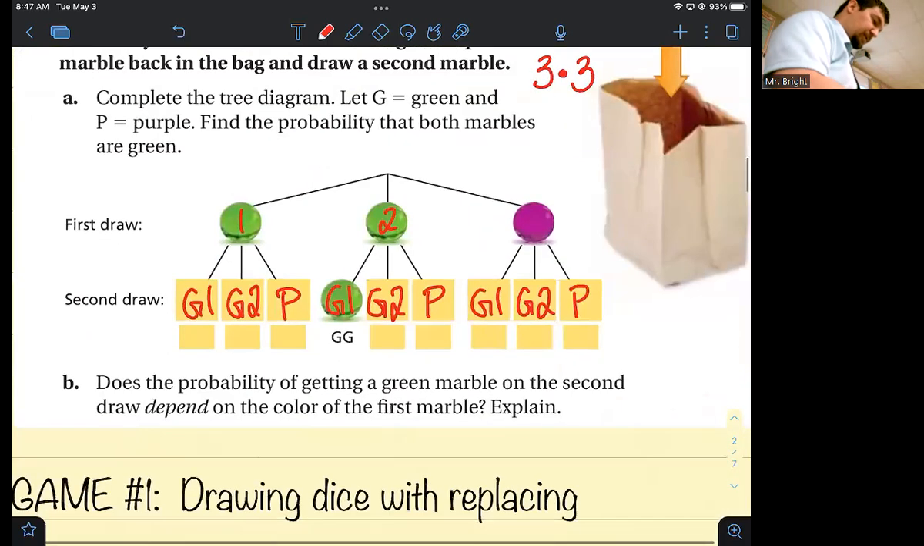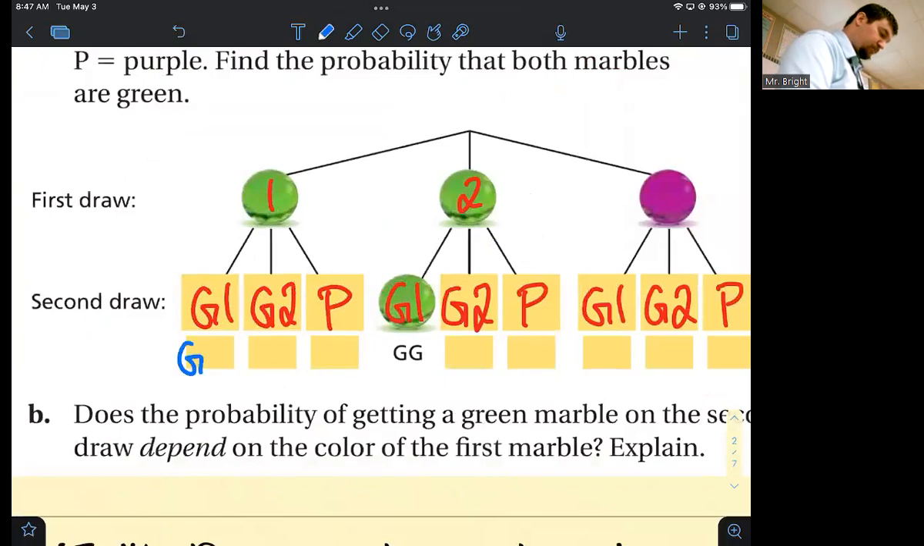Okay. Here are your options. Option 1, GG, 2 green marbles. Option 2, GG, also 2 green marbles. Different order, but still both green. Option 3, 1 green, 1 purple.